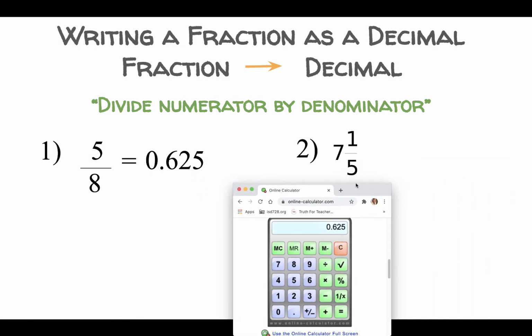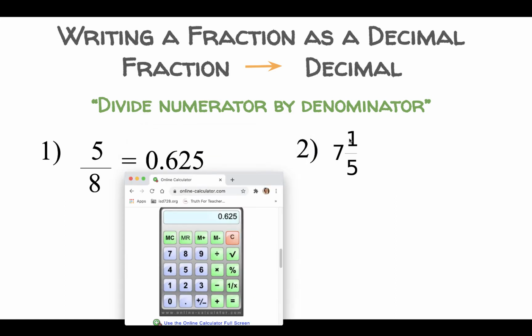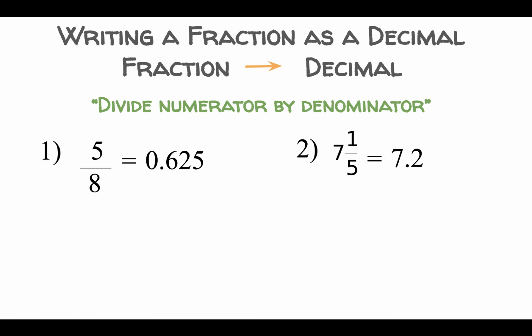Write down example 2, 7 and 1/5. So I'm going to only focus on the fraction part to change to a decimal. My 7 wholes stays the same. So I'm going to go 1 and divide it by 5 to get 2/10. So this equivalent decimal would be 7 and 2/10. So how do we change a fraction to a decimal? We go numerator divided by denominator because a fraction is really a division problem.